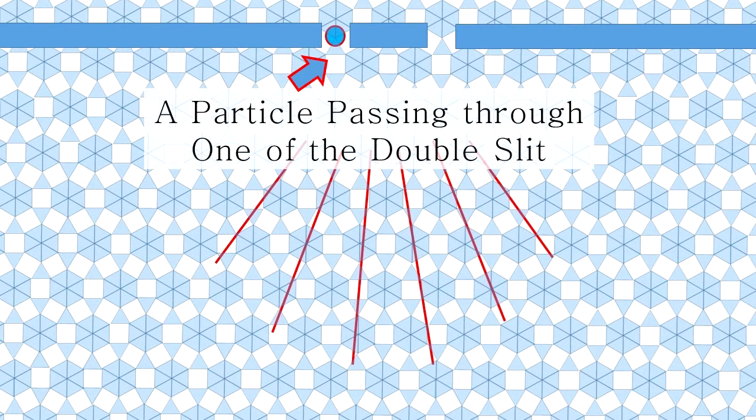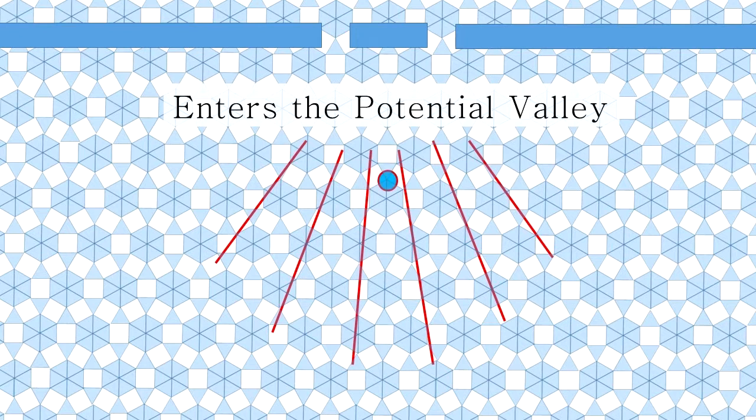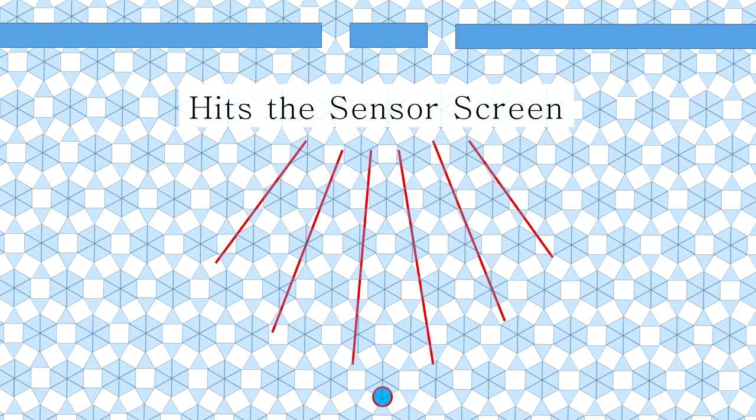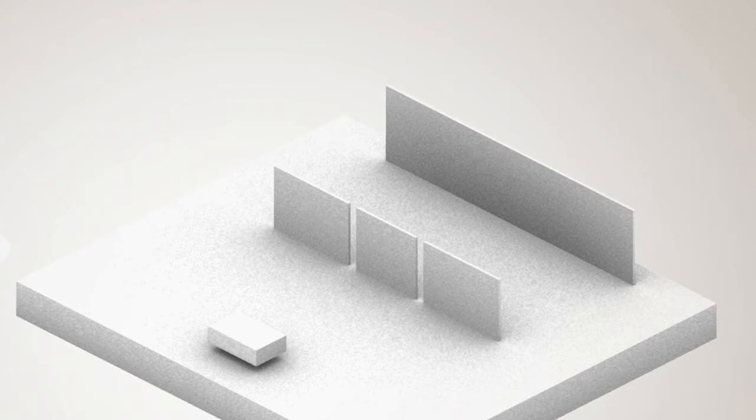Here a particle is passing through one of the double slits. Potential barriers are created by gravitons' wave interference. A particle enters one of the potential valleys. It is guided by potential barriers. It finally hits the sensor screen, and particles create fringes on the screen. Gravitons are not visible, but let's keep in mind that every experiment is done in the sea of gravitons.